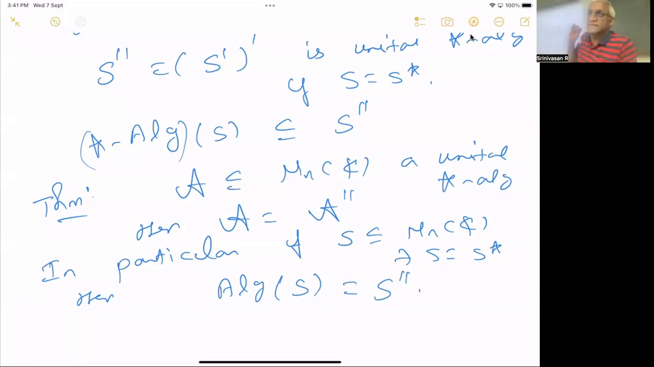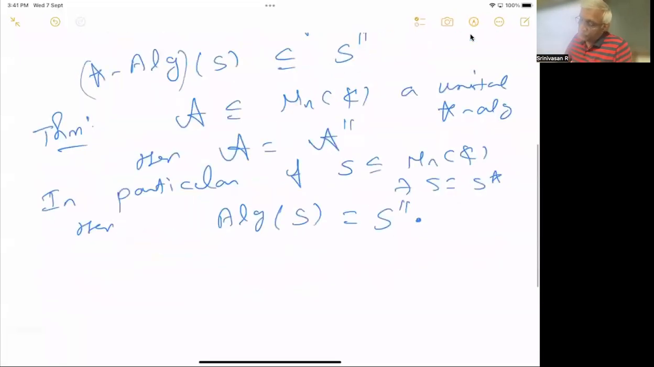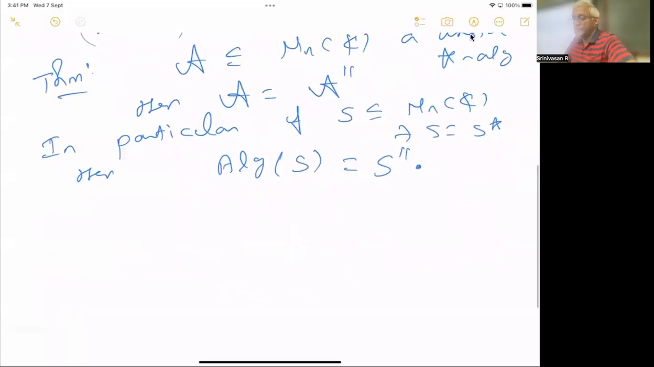The smallest star algebra containing S is S double commutant. So that is the theorem. Okay, S is equal to S double commutant. So how to prove it? This is what we want to prove.